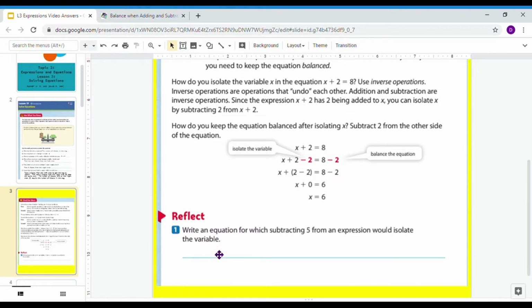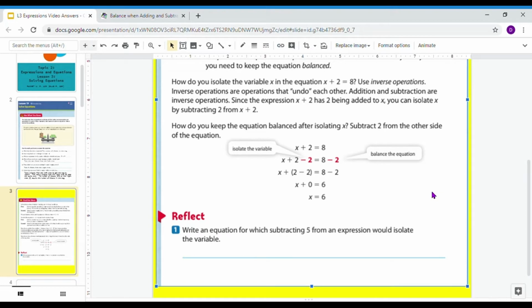But this right here says write an equation for which subtracting 5 from an expression would isolate the variable. So we have to think in our head, if they want us to subtract 5 to isolate the variable, the opposite of subtraction is going to be addition. So I'm thinking, okay, I need to have an x plus 5 as my problem. An example of an expression could be x plus 5 equals 10. And in this case to solve, I would subtract 5 from both sides of my equal sign in order to isolate the variable. So that absolutely answers that number 1.